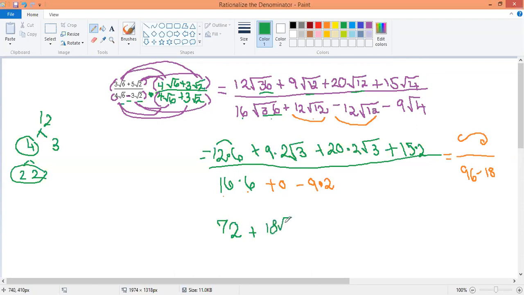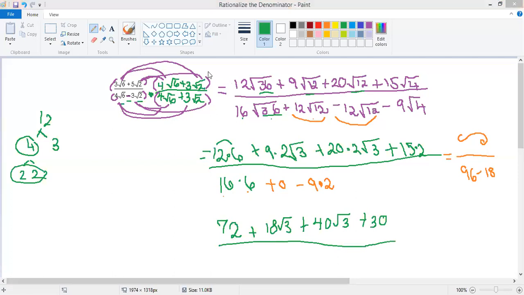Square root of 3. Plus 40 square root of 3. Plus 30. All over 96 minus 18, which is 78.